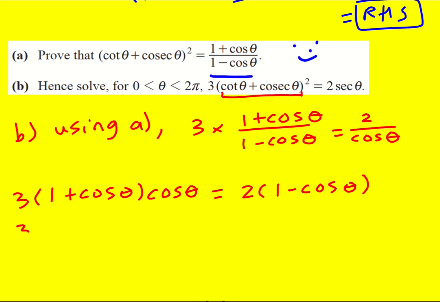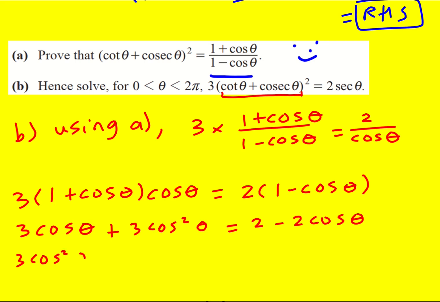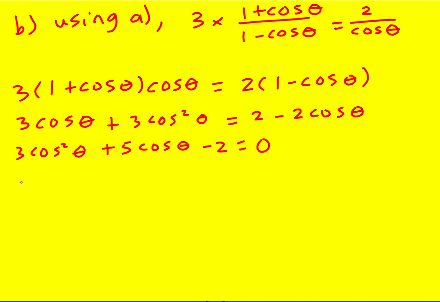So let's expand it. We're going to get 3 cos theta plus 3 cos squared theta is going to be 2 minus 2 cos theta. Tidy this up. Now you've got two options at this point. You can either do a substitution for cos theta, or you can factorize directly in terms of cos theta.